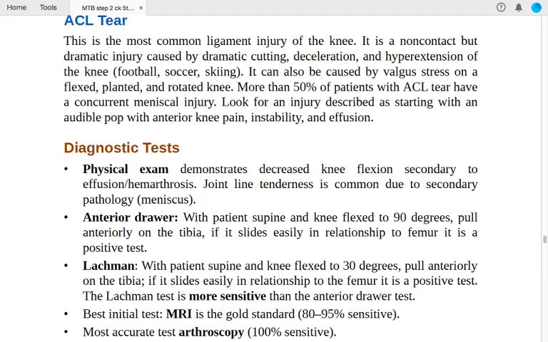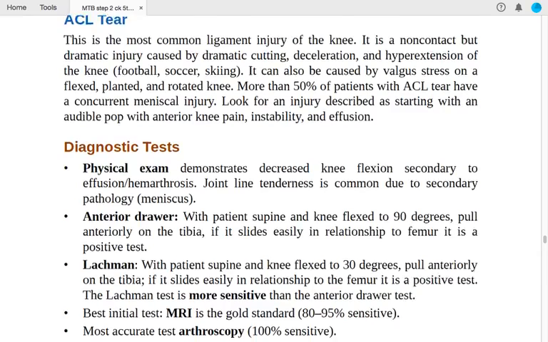We ask the patient for the supine position and we flex the knee up to 90 degrees, and we pull anteriorly on the tibia. If it slides easily in relation to the femur, it is a positive test.